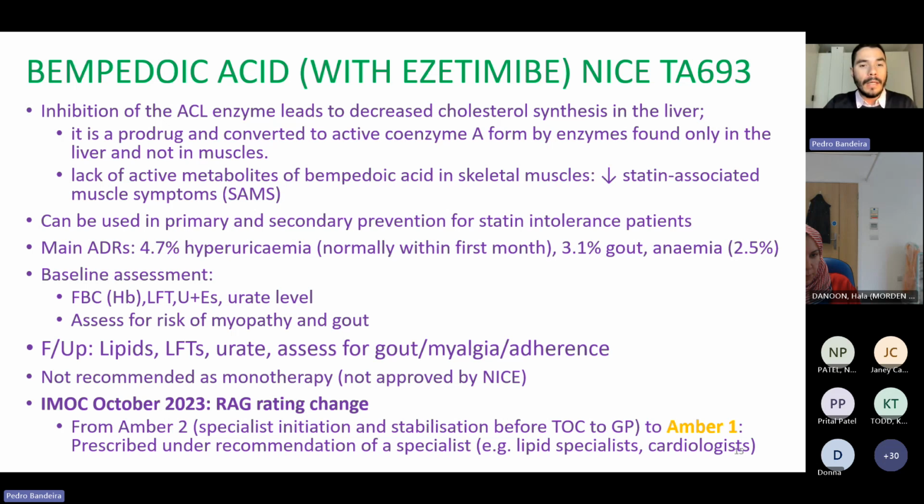And currently, we have this combination drug available for primary and secondary care. And in primary care, this drug is amber one, which means that it needs to be recommended by a specialist, either through clinical letters, or it could be through advice and guidance as well. And that is available through most common trusts in South West London. I think St George's, Croydon, and Epsom and Helier offer this service through ERS.